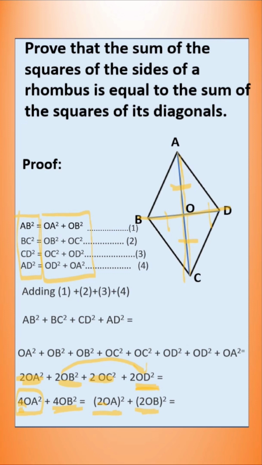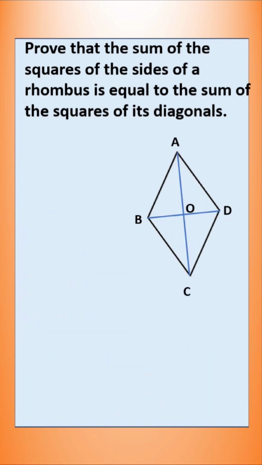That is equal to 2 OA means OC. Observe the diagram. 2 OB means OD. So now we can write it as AC square plus BD square. This is what we have to prove. Sum of the squares on the sides of the rhombus is equal to the sum of the squares on the diagonals. So, hence proved.